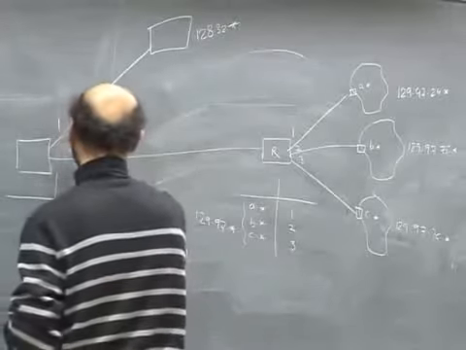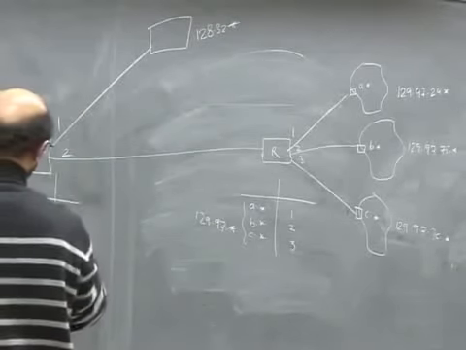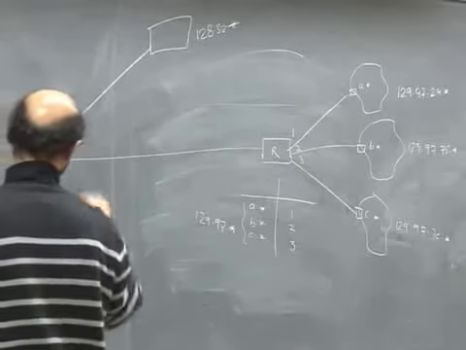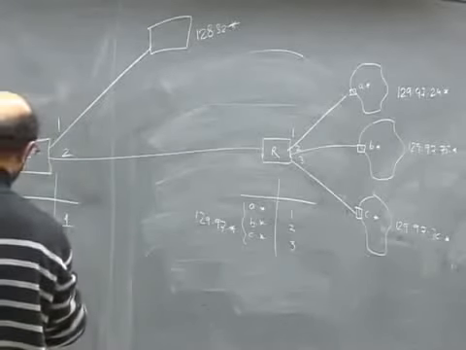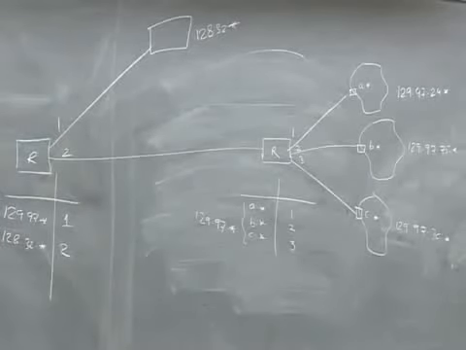This one has one router here, another router here. It says, this router's table says 129.97 dot star, send it to port 1. If it's 128.32 dot star, send it to 2. That's the table of this router.